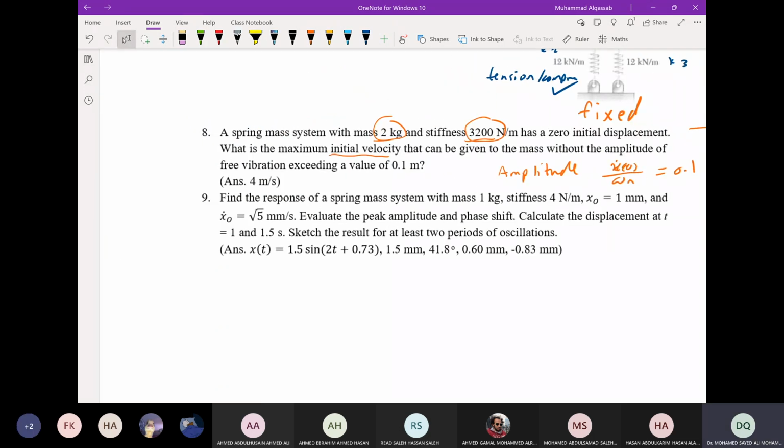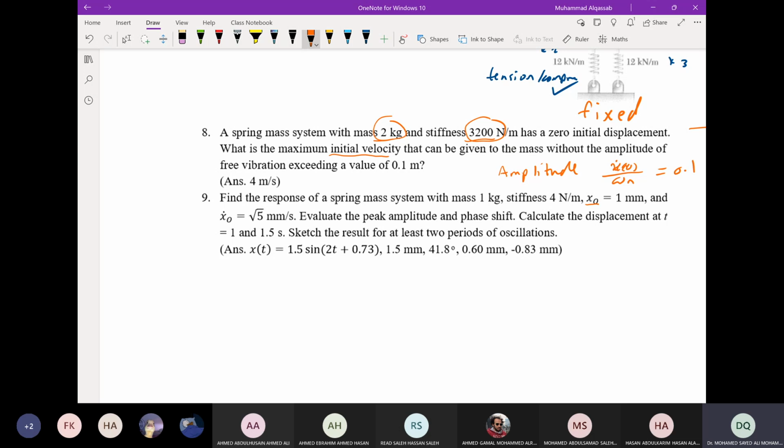Okay, question 9, find the response of a spring mass system with mass 1 kilogram, stiffness 4 Newton per meter, x0 equal to 1 millimeter. This is x0, it means the initial displacement, x at 0. Sometimes we write it this way. And x dot 0 is square root of 5 millimeter per second. Again, the initial velocity is sometimes written this way, x dot at 0 or x dot 0, equal to square root of 5.